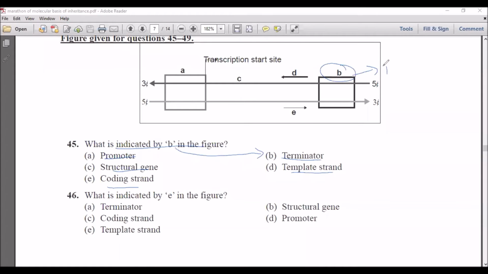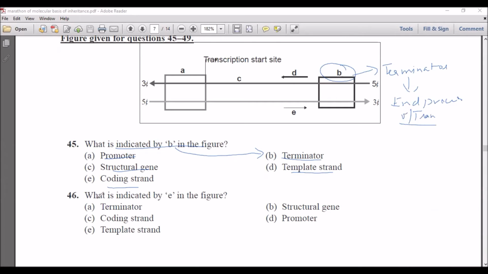So B is the terminator, and we should know what is the function of terminator. It will end the process of transcription. So it terminates the process of this transcription.